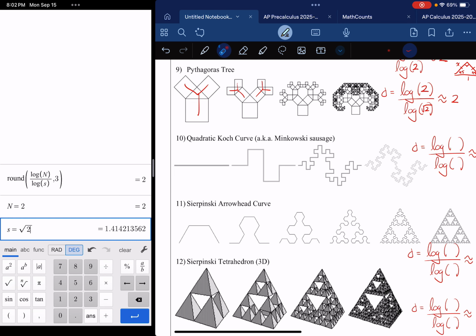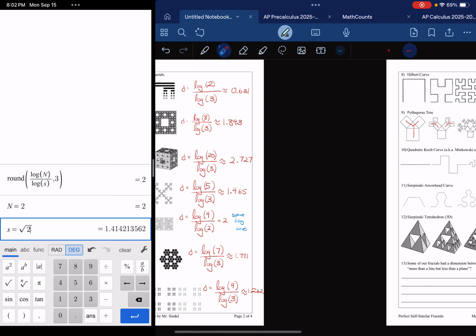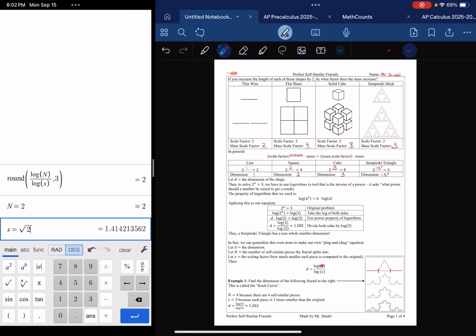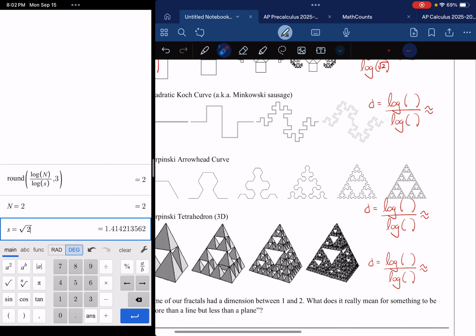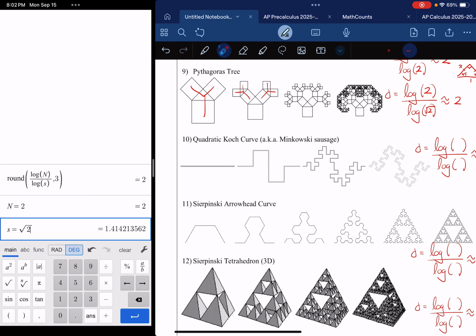All right, time for Minkowski sausage, or what most people call the quadratic Koch curve. If the Koch curve sounds familiar, it's because we just did the Koch curve all the way back here. This is the Koch curve with like the triangle piece, but if you do a square piece, it's called the quadratic Koch curve. This one is pretty fast, pretty simple. Here we go. You start with a line. And how many self-similar lines do we have? We have 1, 2, 3, 4, 5, 6, 7, 8 of those pieces.